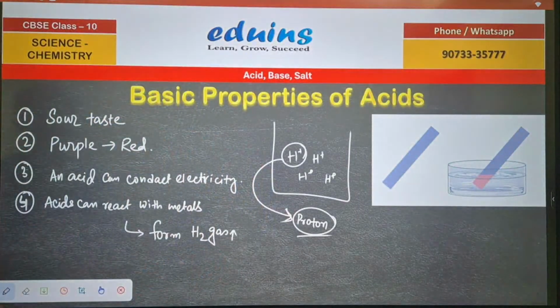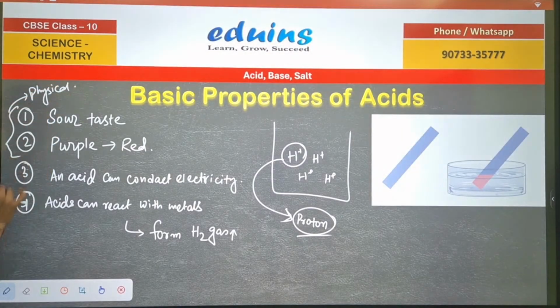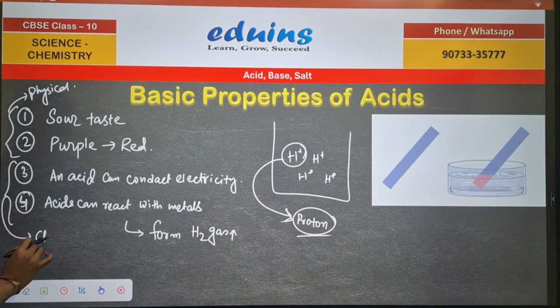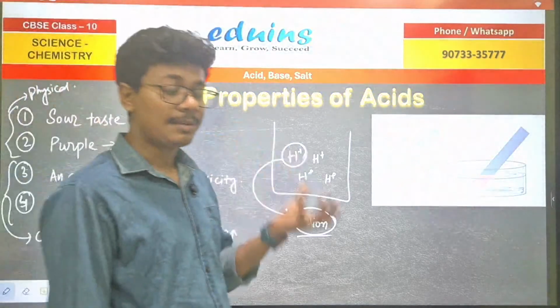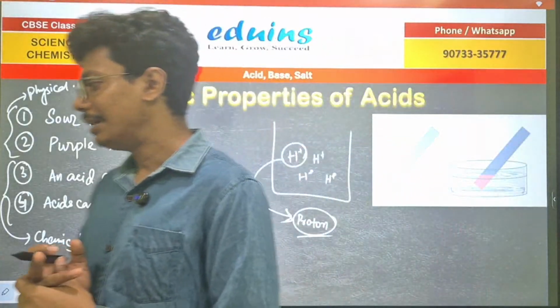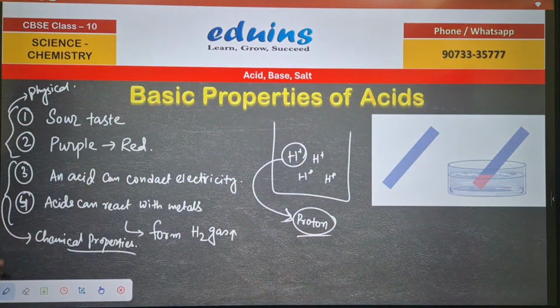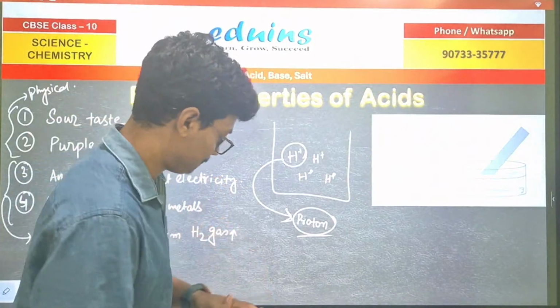These are the basic properties. These are the physical properties, and these are the chemical properties of an acid. So now we can understand, now we can know about the acid. What are the basic properties of an acid? How do we identify an acid?